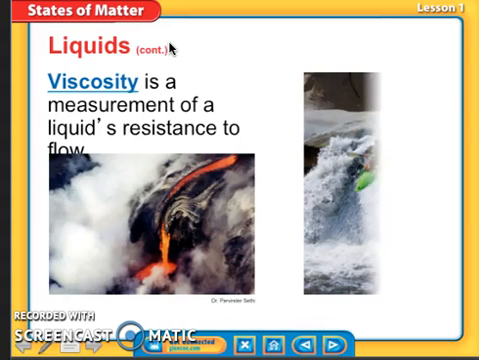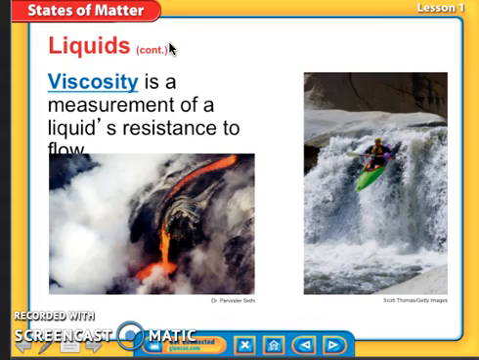Here's your next word, viscosity. This is the measurement of a liquid's resistance to flow. Now, you can see that I have a picture of lava, and we have a picture of a person kayaking. The person goes kayaking in the water. Why do they do that? You could pause and think about it. The liquid flows much easier in water than it would in lava. Also, the lava is very hot, and yes, I know it would burn the kayak, but let's pretend the kayak could go through lava. But the lava, kind of like maple syrup, is really slow. It has a high viscosity.